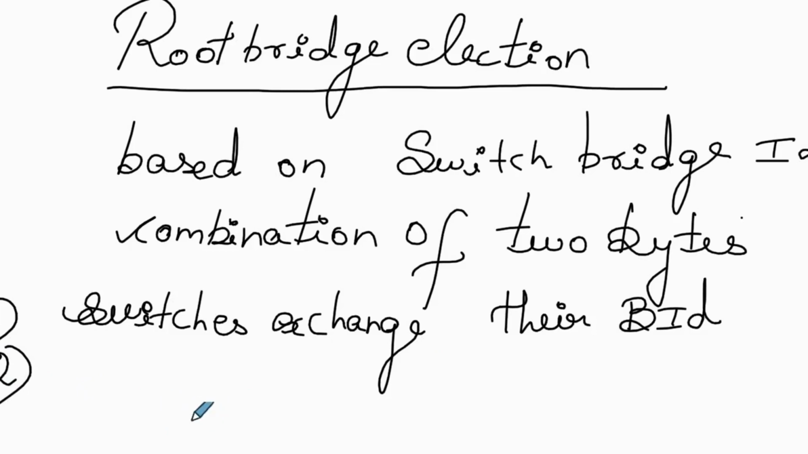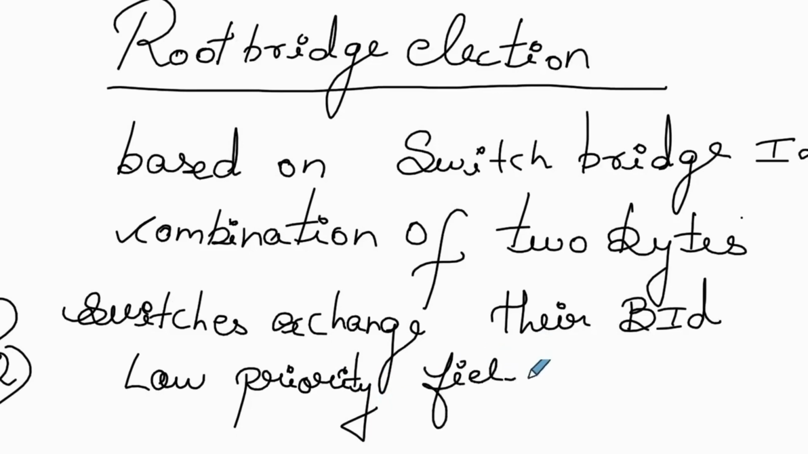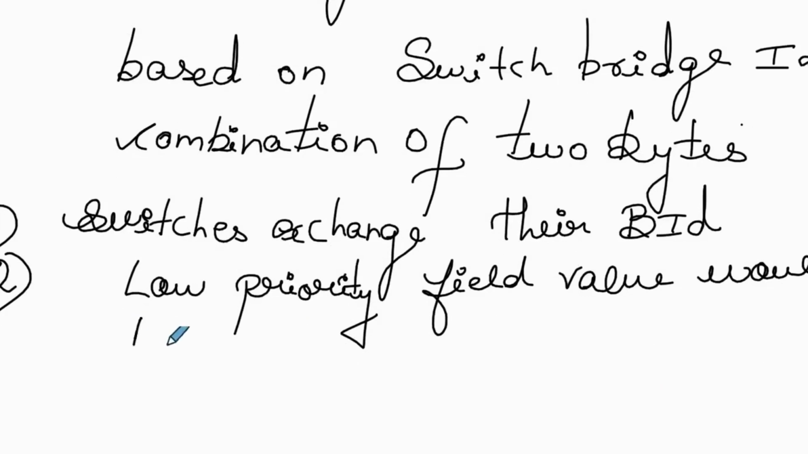The second one: the low priority field value would become the root bridge.